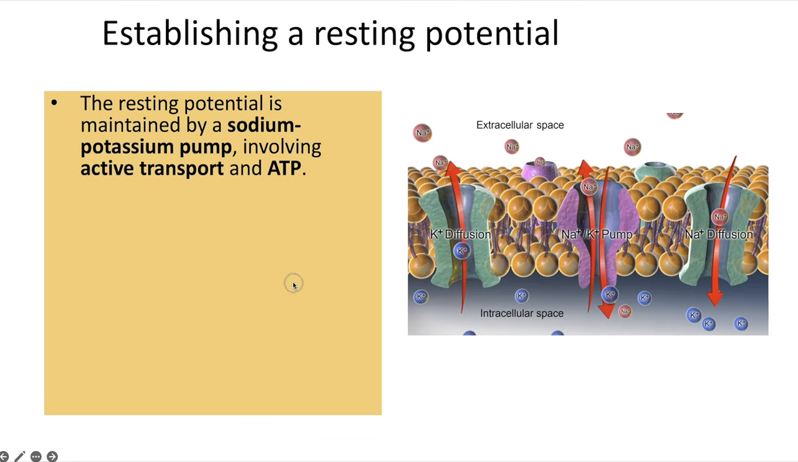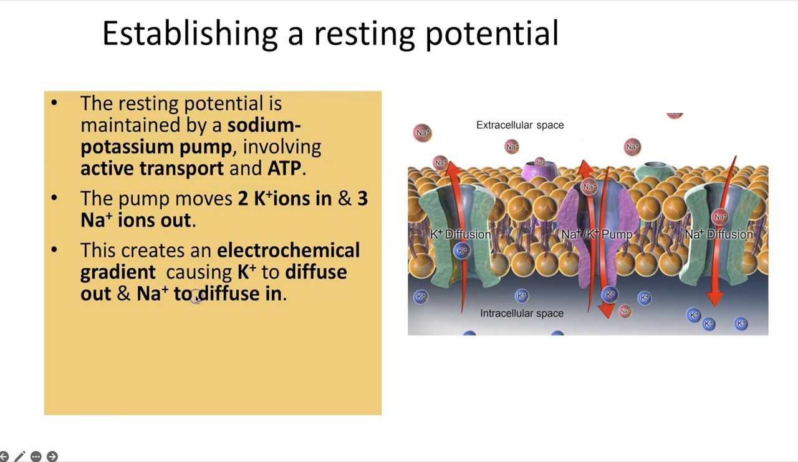So the way that occurs is there is a sodium ion, potassium ion pump, and this stage requires ATP for active transport. This co-transporter pump will pump 2 potassium ions into the axon of your neuron and 3 sodium ions outside of the cell. That creates an electrochemical gradient because we'll then have more potassium ions inside of the cell and more sodium ions outside of the cell.